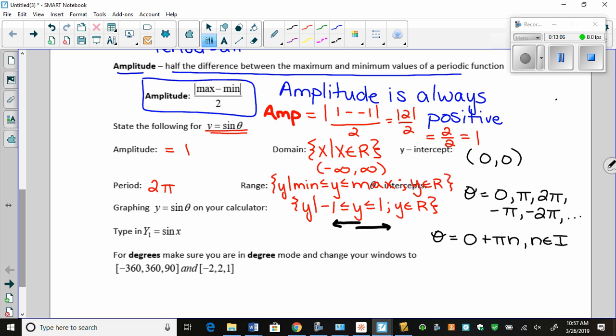The only catch is, if your smallest positive angle is 0, you just don't write it. So if your positive angle is anything but 0, I always write it like this so it makes sense. Because if I go 0 plus anything, it just is that, right? So they'll always just write it as pi n, n ∈ I then.